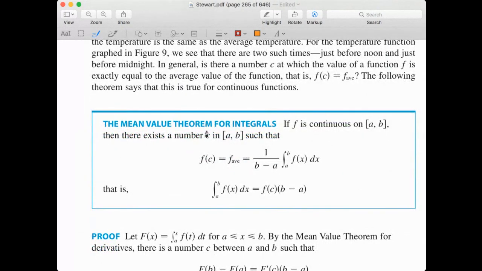Okay, the mean value theorem for integrals. If f is continuous on the closed interval from a to b, then there exists a number c in between a and b such that f of c equals the average value of f. All right, that's this. So this is the mean value theorem for integrals. Or we can rewrite this, multiplying b minus a on both sides. That means the integral equals b minus a times f at a certain value.